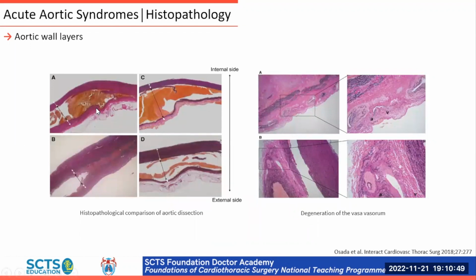On the left, you will see dissection occurring in bicuspid disease, in Marfan disease, and in an atherosclerotic aorta. You will see that there is a common feature, the separation between the adventitia and the intima. And on the right, you will see the key role of the vasa vasorum: in patients with dissection, the vasa vasorum are occluded and necrotic.